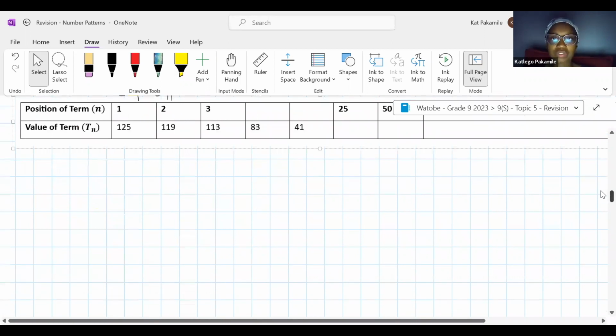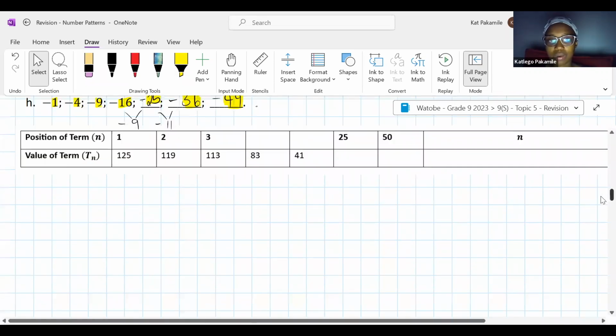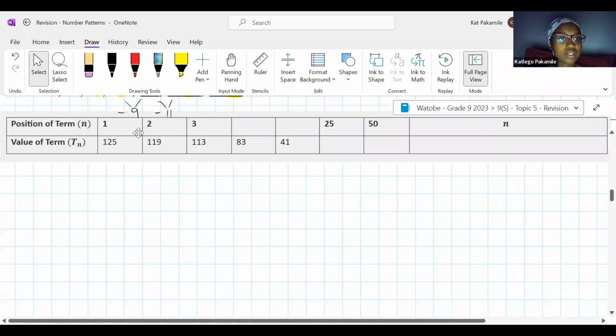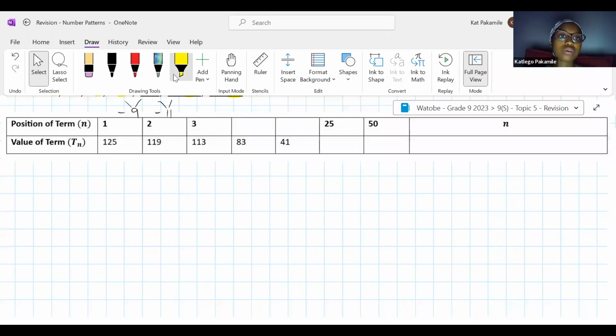Okay, let's fill in this table. Now we have to find Tn. I feel like that heading is hiding my table. There we go. Now we have a table with the position and the value of the term. So guys, first we have to find Tn, obviously. Remind me again, how do we find Tn? Please remind me in the chat.